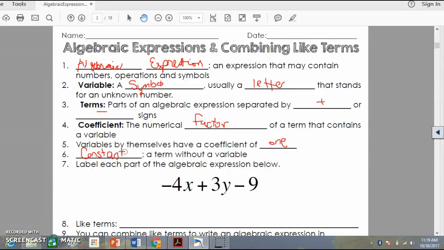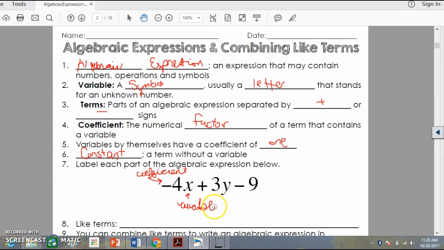So as we go down below here, it says label each part of the algebraic expression. So this number right here, this -4, that's the coefficient. I'm going to use cursive because it's just easier for me on the mouse. Coefficient. Okay, that's the coefficient. This letter, oh, I bet you know what that is. It's a letter. What did we just say it's called? It's called a variable. Variable.